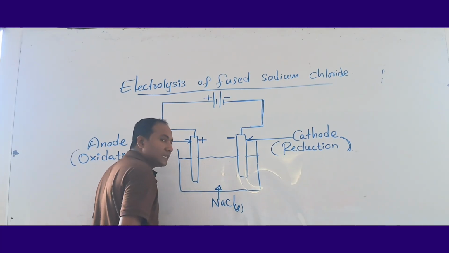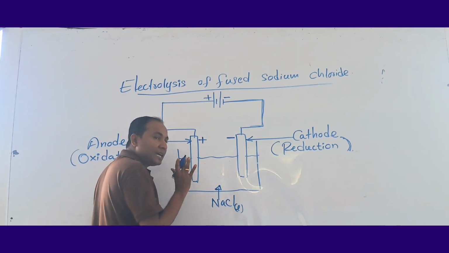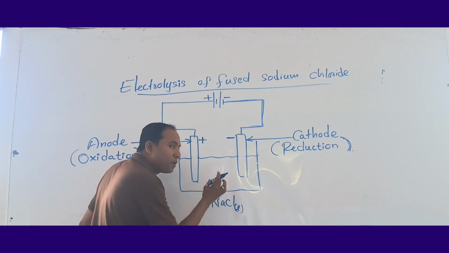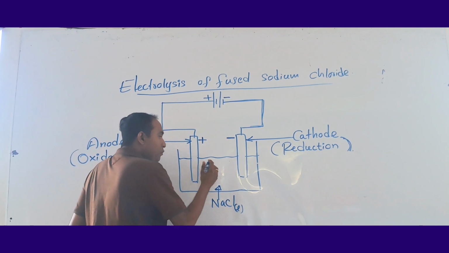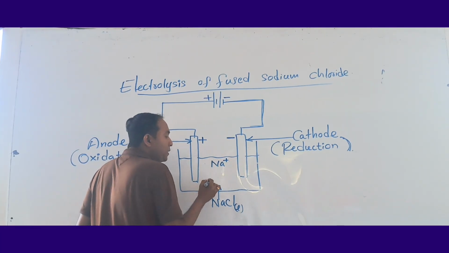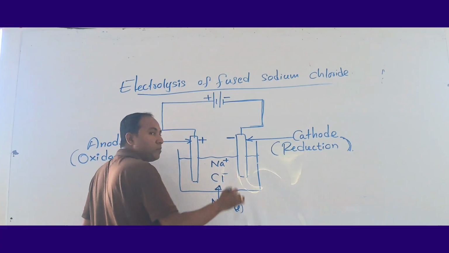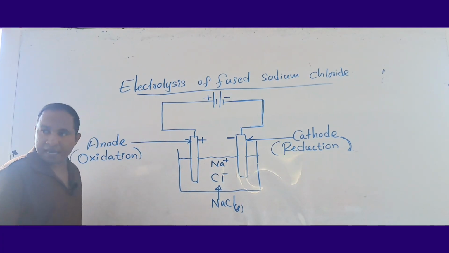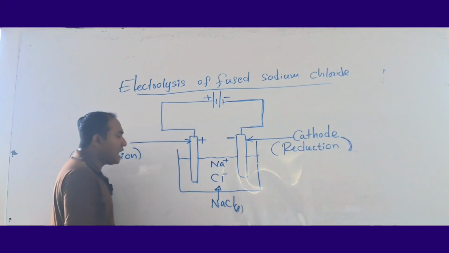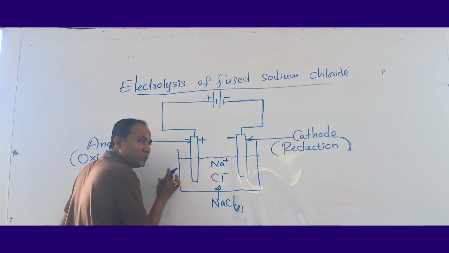Now when we consider the electrolyte, what are the ions contained in the electrolyte? The electrolyte is the fused sodium chloride. So fused sodium chloride is ionized as Na+ and Cl-. You must remember. So what is the ion that migrates towards the positive terminal?